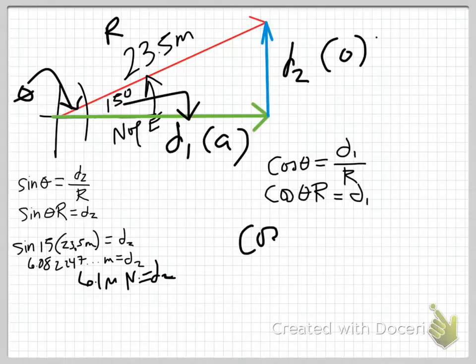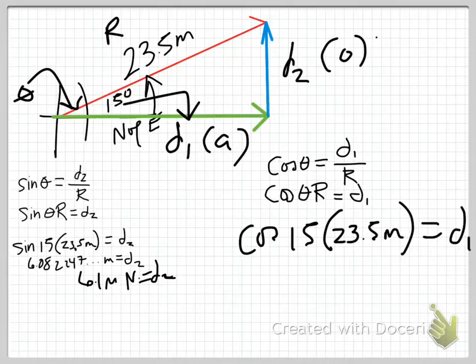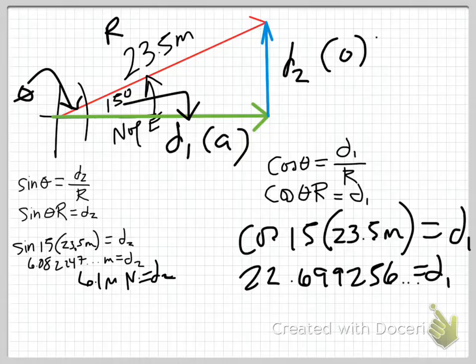So cosine of 15 times 23.5 meters is going to equal our first displacement. With two sig figs, what do we get? 22.7, so 23 meters east is our initial displacement. Did we go farther east or farther north? Way farther east. Most of our travel was east. We worked our way a little bit north, but in fact, we're 23 meters east of where we started.